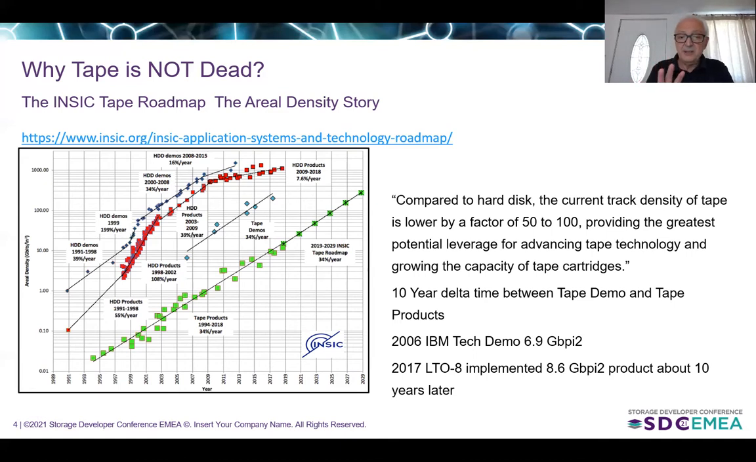Now, when we start looking into this areal density plot, we do need to go deeper, because this is not the entire story. Why this big difference? Well, tape is still enjoying a 34% per year growth rate, whereas disk is around 7.6%. Why is this happening?